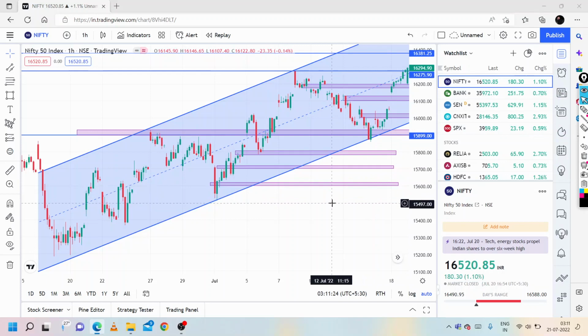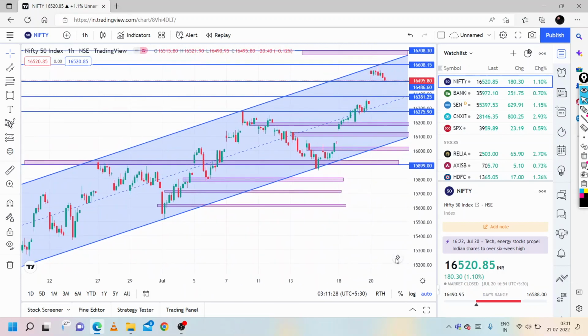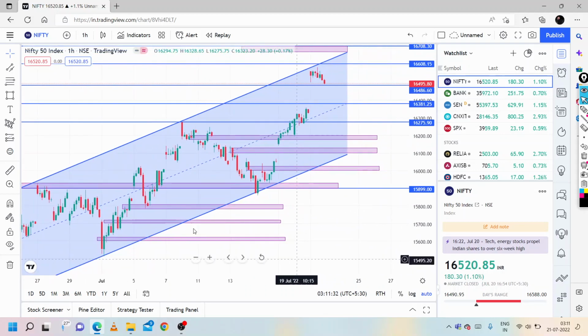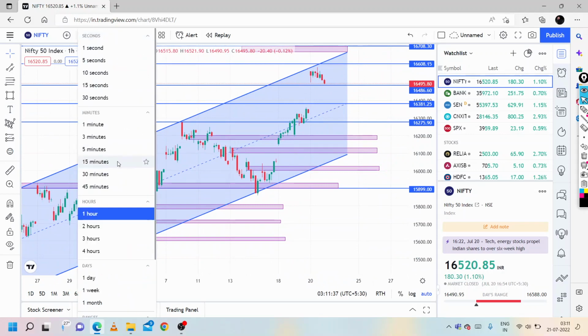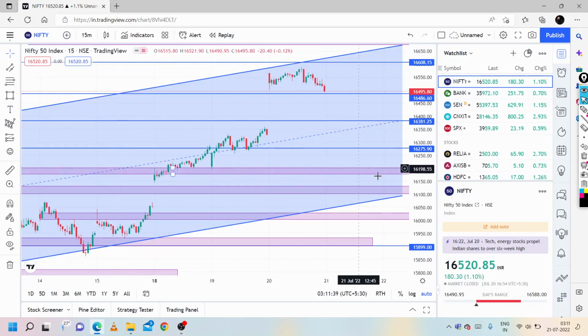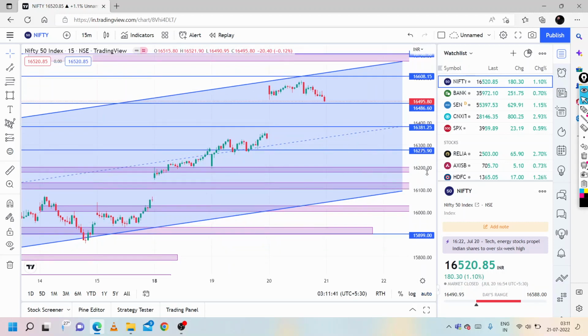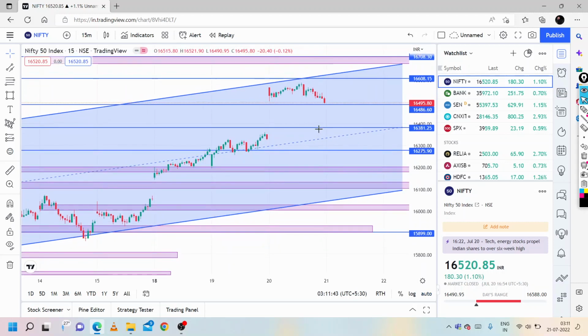Now, how will we trade for tomorrow? Since we have a high possibility of the market coming down, I will explain that to you on the 15 minutes time frame. So now we'll consider all the scenarios with gap up, gap down and flat opening.